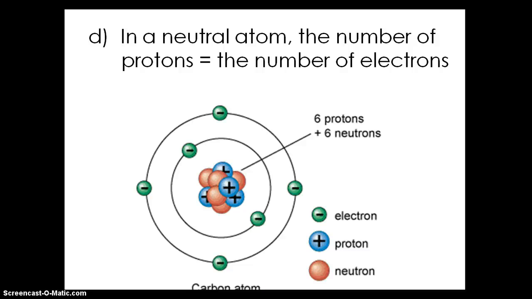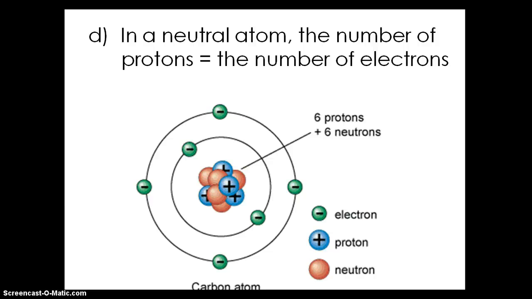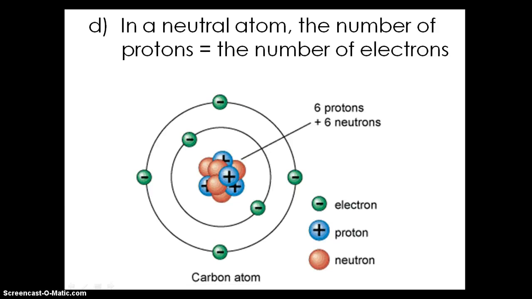In a neutral atom, the number of protons equals the number of electrons. Because remember, protons are positive, your electrons are negative, so if there's the same number of each, they actually balance each other out, and that's a good thing. You don't have to draw this picture out, by the way, because it doesn't say the label.